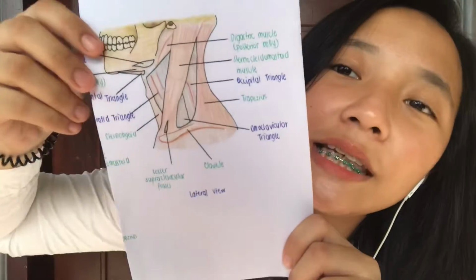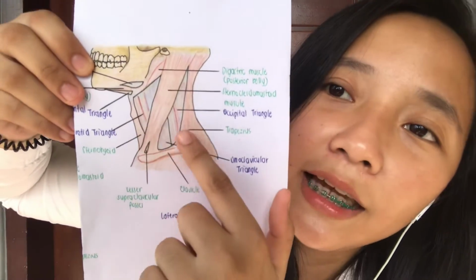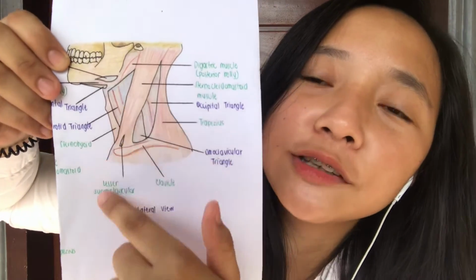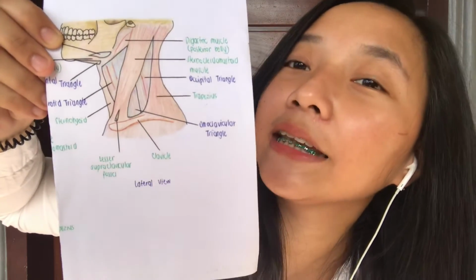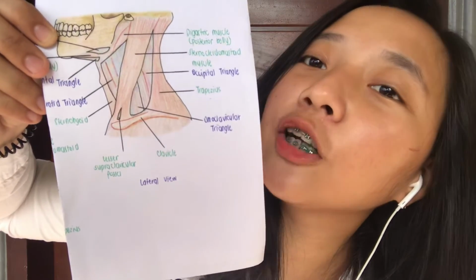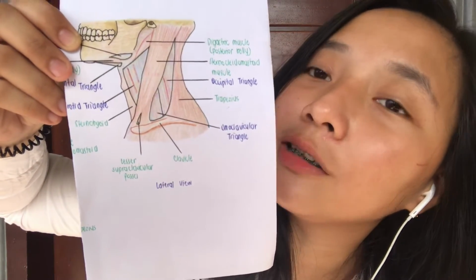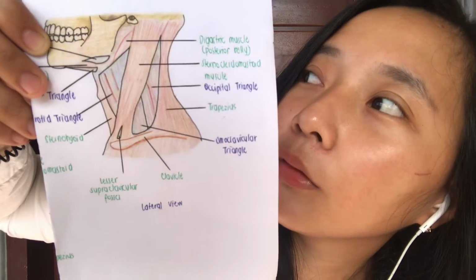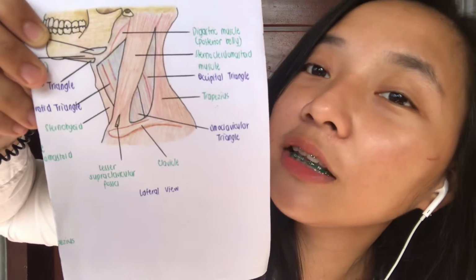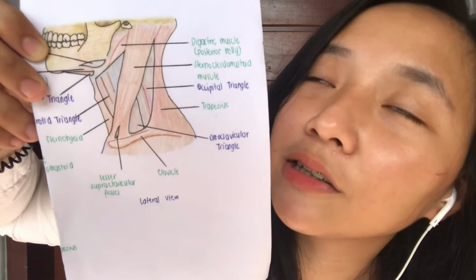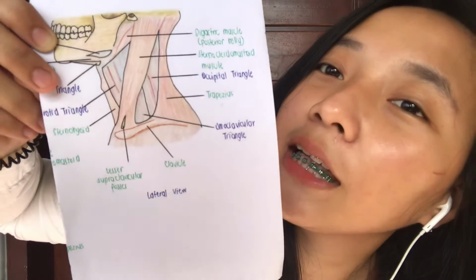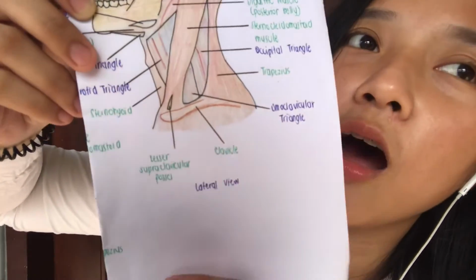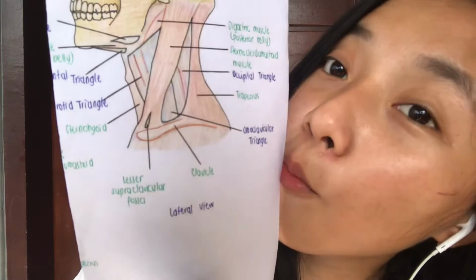So now I will show you another drawing of a lateral view of the neck because some of the triangles are not indicated on the one that I showed. So this is the occipital triangle, this whole portion. So anteriorly, it is bounded by the posterior border of the sternocleidomastoid muscle. Posteriorly, it is bounded by the anterior border of the trapezius muscle. And lastly, inferiorly, it is bounded by the superior border of the omohyoid muscle.